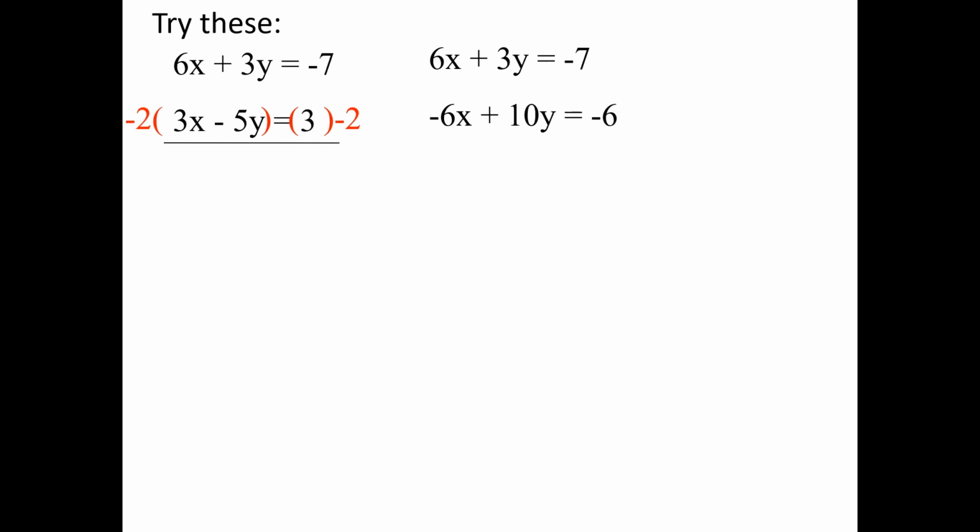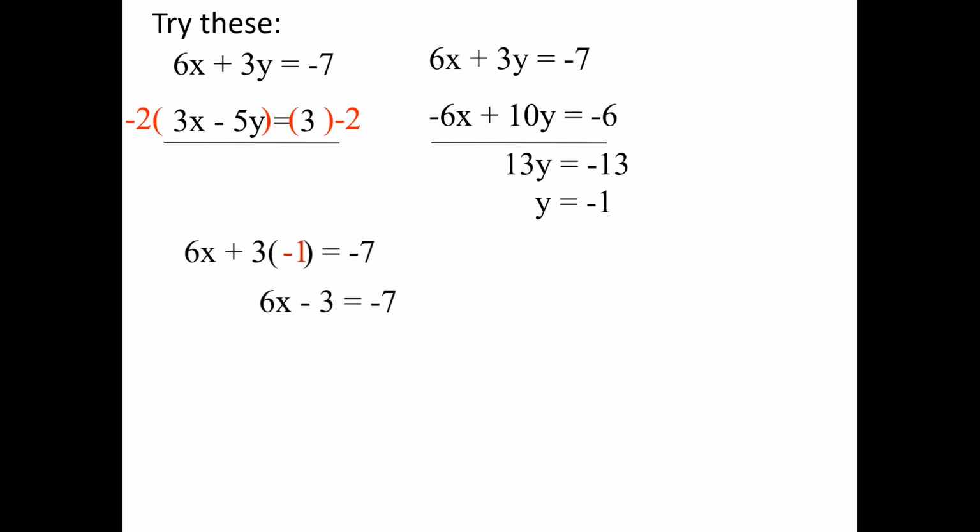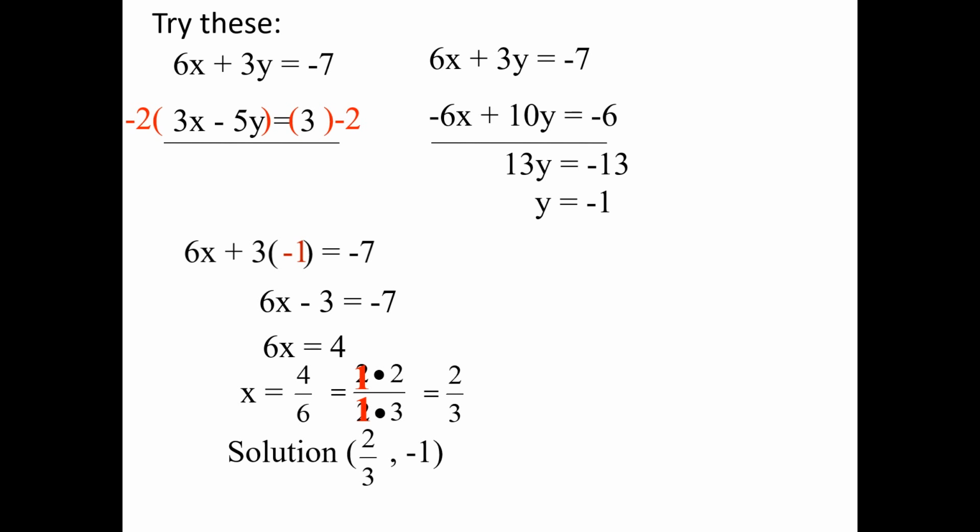So now I got 6x and negative 6x. I can subtract those and get 0. It's going to give me 13y and negative 13 there. So I divide by the 13. I get negative 1. I'm not done yet. I got to go back. I got to solve for the x. And I find that x is 4/6, otherwise known as 2/3. My answer is 2/3, negative 1. All right.